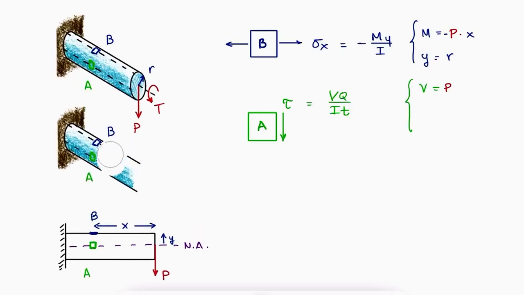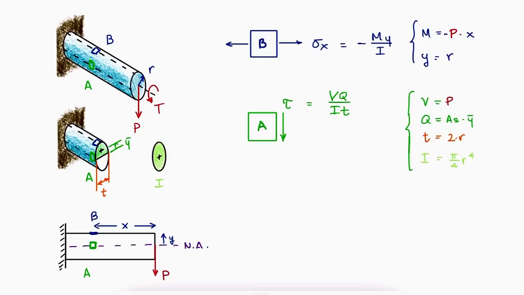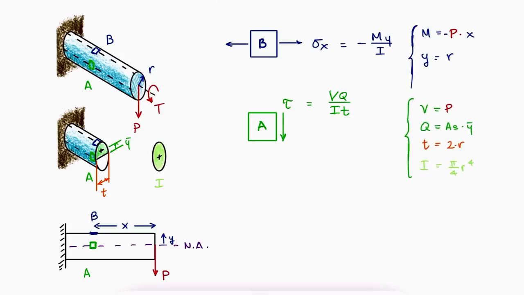Q can be obtained by multiplying the shaded area of the semicircle above A times the distance from the neutral axis to the centroid of that semicircle, and t is the thickness of the rod at the point where we're trying to calculate the shearing stress, which is the center of the rod, and therefore t is equal to the diameter of the rod. The second moment of area I would be that of the whole circle, not just the semicircle, and it applies both to the shearing stress of A and the normal bending stress of B. If we look at this shearing stress equation for stress element B, we would see that the value of Q is 0, and therefore B is not subjected to this shearing stress.